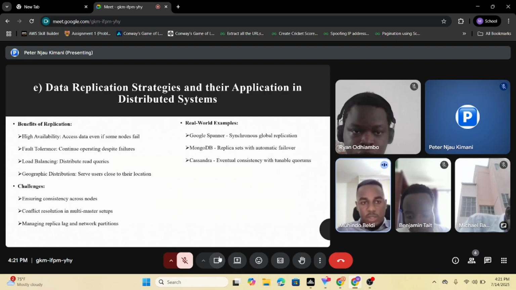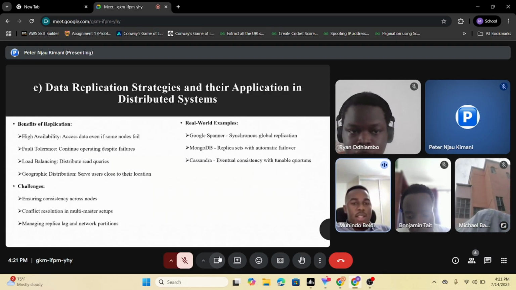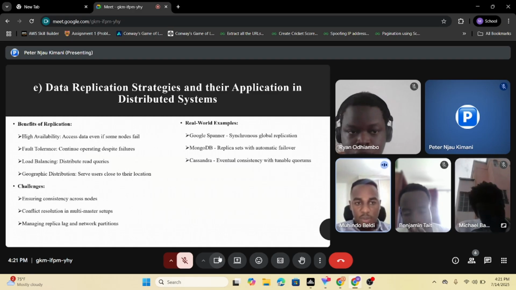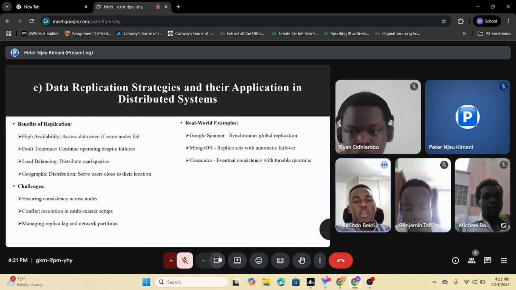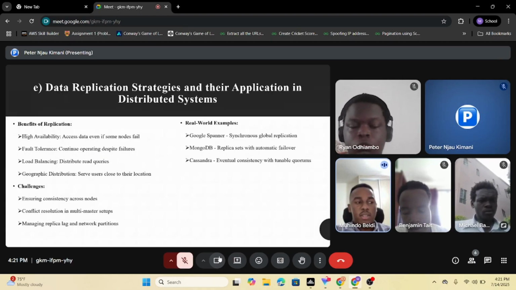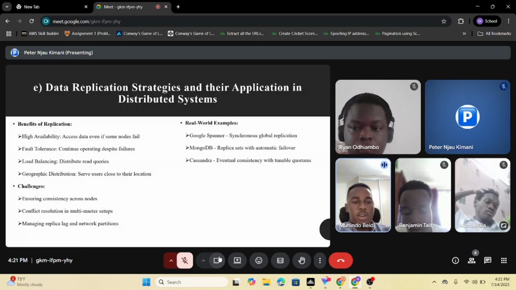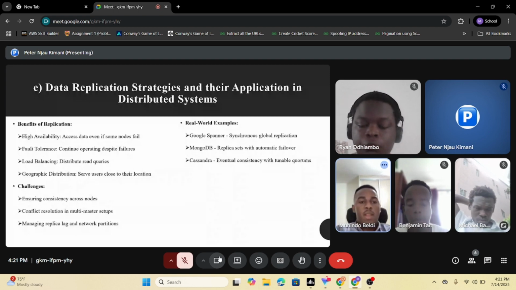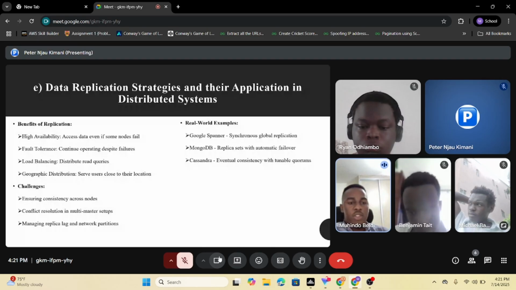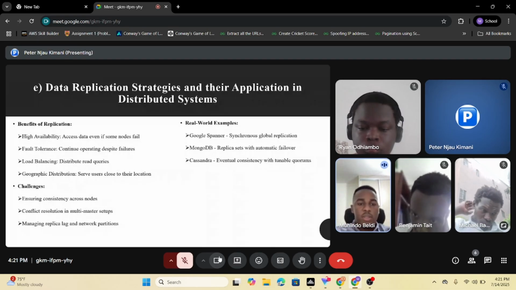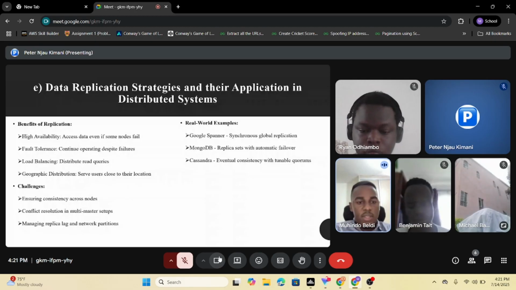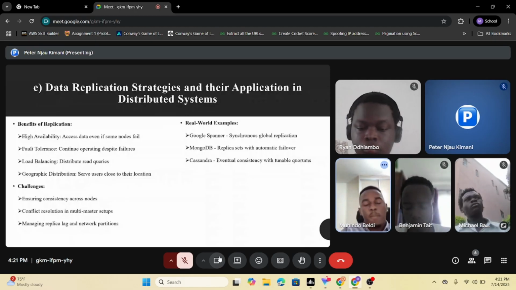Benefits of replication. We have high availability, accessing data even if some nodes fail. We have fault tolerance, continuing to operate despite failures, and load balancing, distributing read queries. We have geographic distribution, serving users close to their location. Now the challenges of data replication are: ensuring consistency across nodes is difficult, conflict resolution in multi-master setups, and managing replica lag and network partitions.